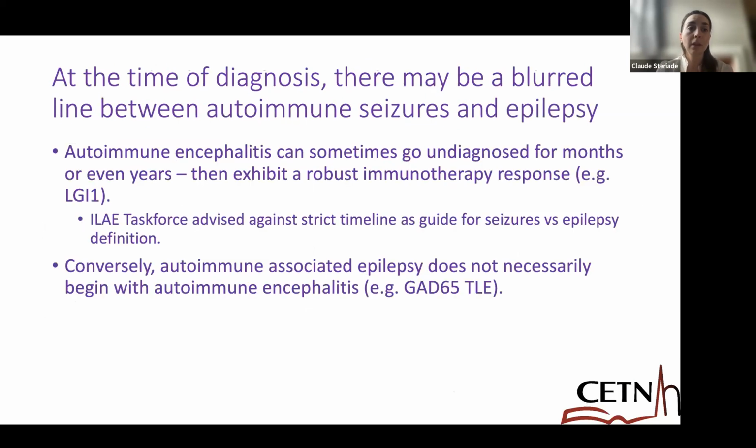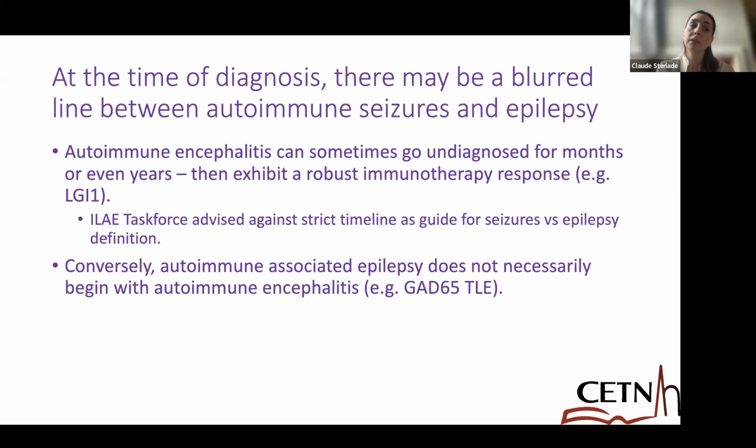The other flip side to interpreting or applying the ILAE definitions is that when you're first meeting a patient, it's not always clear which category to put a patient in. So some patients can go undiagnosed for months or even years and then do very well. So for example, I recently saw a patient who had frequent focal aware seizures and cognitive decline for 13 months. I diagnosed her with LGI1. I treated her with steroids. She did beautifully.